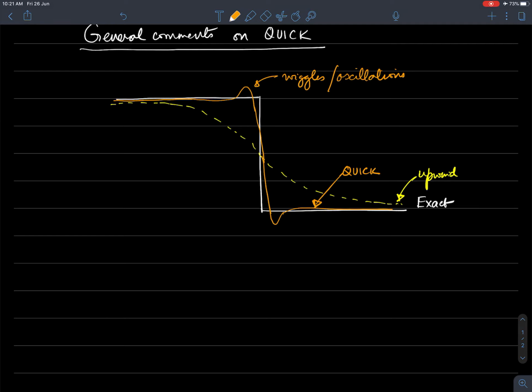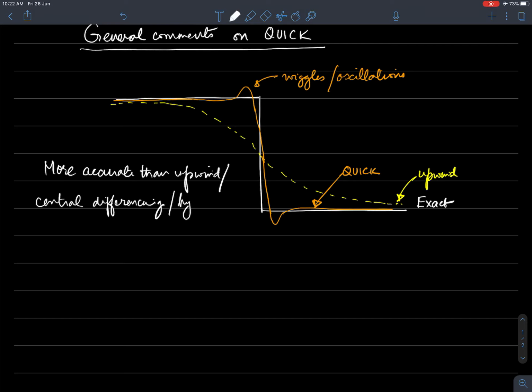So the QUICK scheme essentially is more accurate. It's more accurate than the upwind scheme or the central differencing scheme or even the hybrid scheme. But what we see is that the QUICK scheme can give us these overshoots or undershoots.